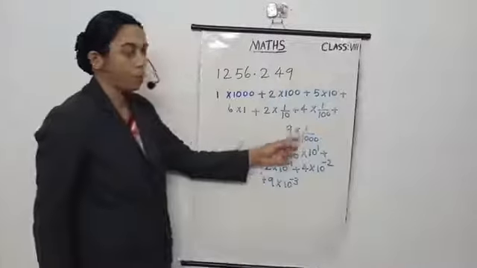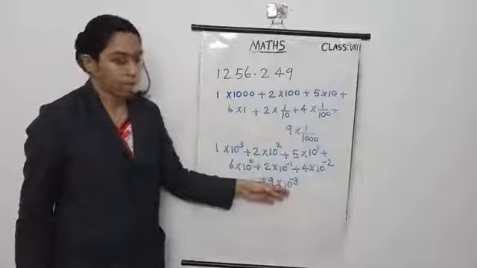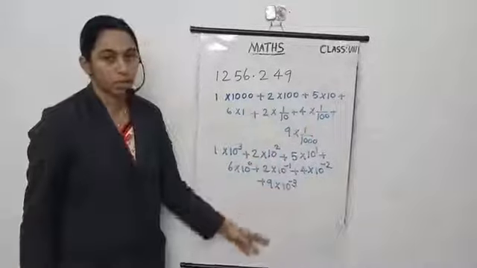Here, 1 by 1000 is 1 by 10 raised to 3. That is 10 raised to minus 3.